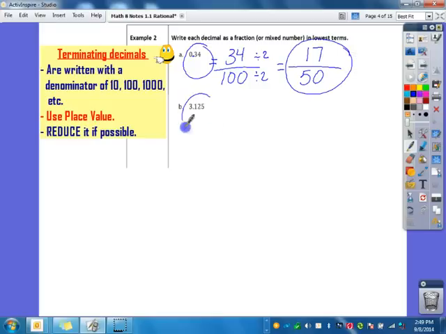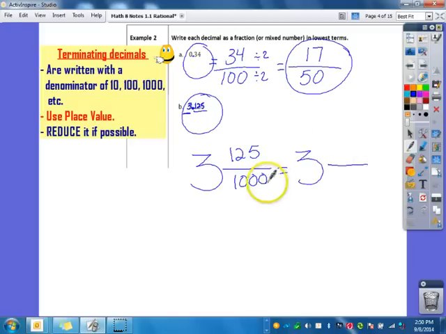We go down here. We have 3.125. So that means I have the whole number 3. The decimal stands for "and," so we have 3 and 125 what? Tens, hundreds, thousands. So we have 125 thousandths. Now we simplify that. It will be 3 and what can we divide by? We're going to divide by 25. Sounds good.